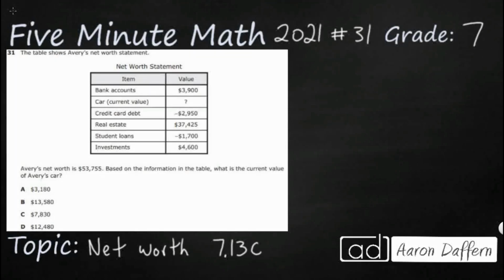Today we are looking at the 7th grade concept of net worth. This is standard 7.13c in the great state of Texas, and we are using item number 31 off the 2021 released STAAR test. If you have not done so already, please go ahead and take a moment to pause the video, work this problem out on your own, unpause it, and we will look at our answers together.